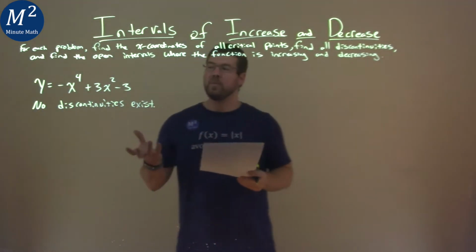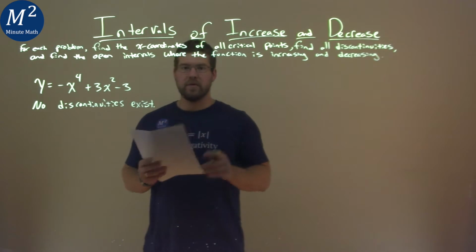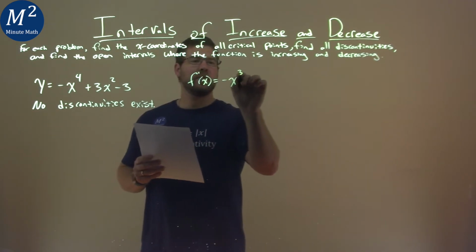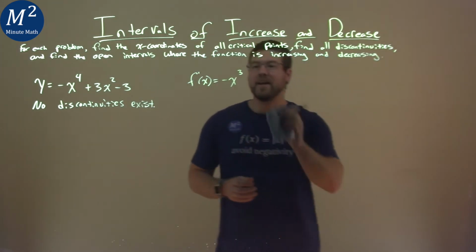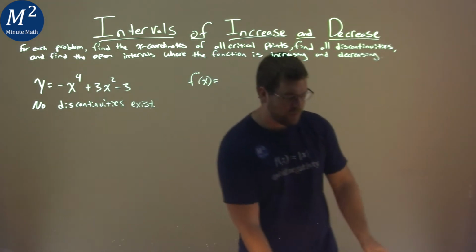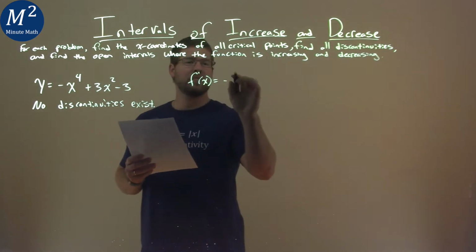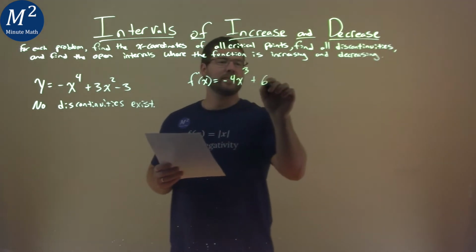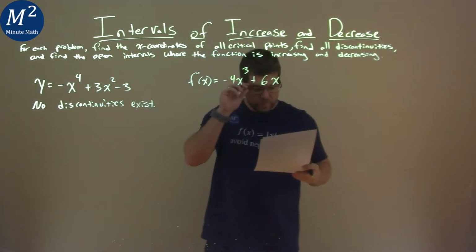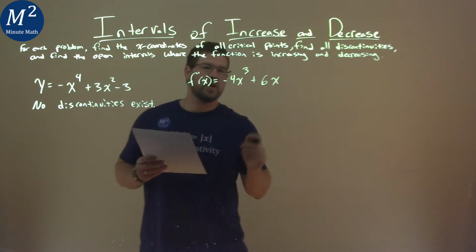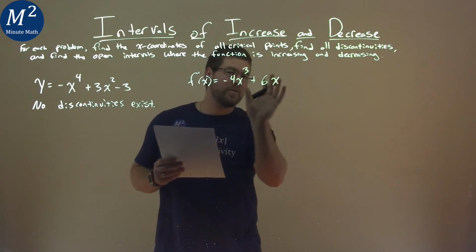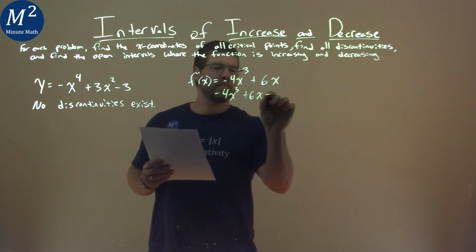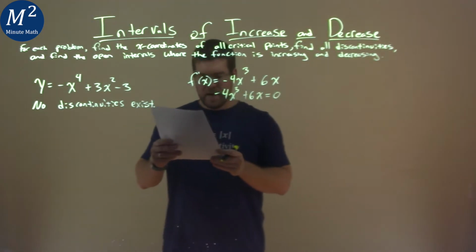Now to find our critical points, we need to first find the derivative. So we find f prime of x here, and it's equal to negative x to the third, I got ahead of myself here. Power rule, I didn't bring down the 4. Power rule, bring down the 4, negative 4x to the third power, plus 2 times 3 is 6x right there. Now from there we need to solve for x by setting this whole function equal to 0. So negative 4x to the third plus 6x equals 0.